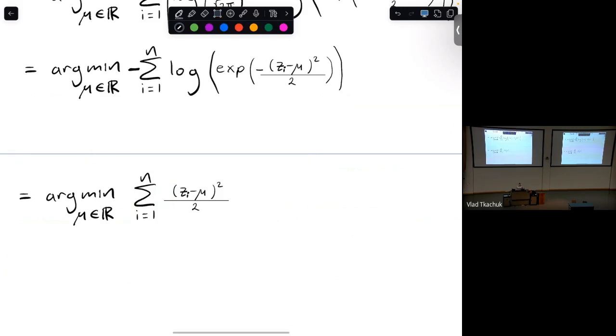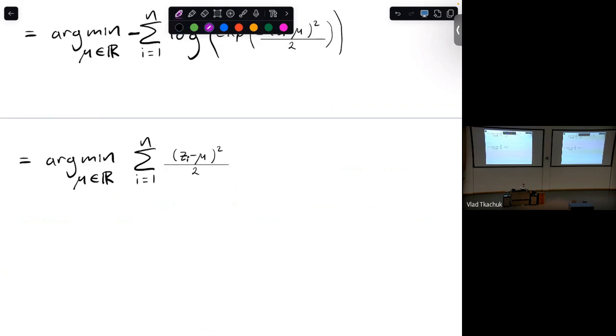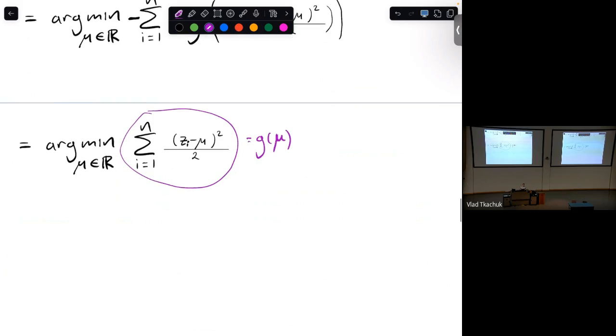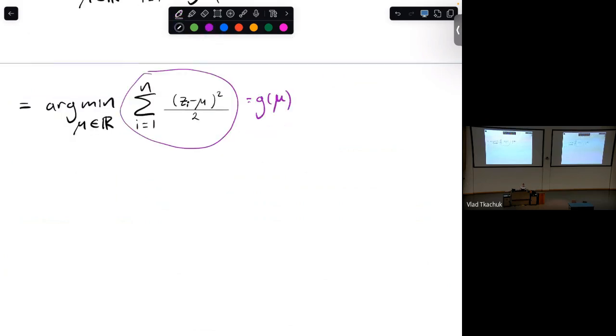Great. And now, this is a super easy function to optimize, right? Now we're just taking the argmin of this thing, which we'll call our g of mu in optimization world. And that's very easy to optimize. We can just take its derivative and set it to 0. It has a closed form solution. So let's just do that.